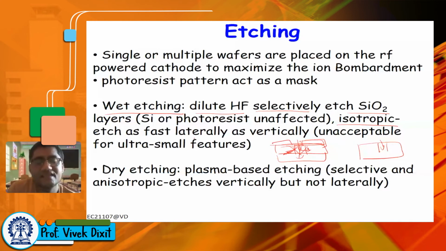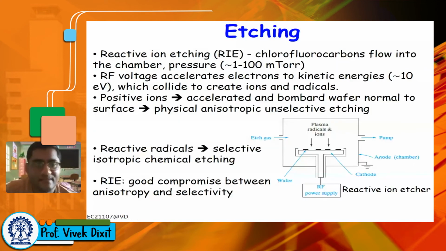Dry etching is basically plasma based. So it can of course be selective, and because this is bombarding, it will be anisotropic. It will etch vertically, not laterally like wet etching. So in reactive ion etching, these chemicals are basically like chlorofluorocarbons.